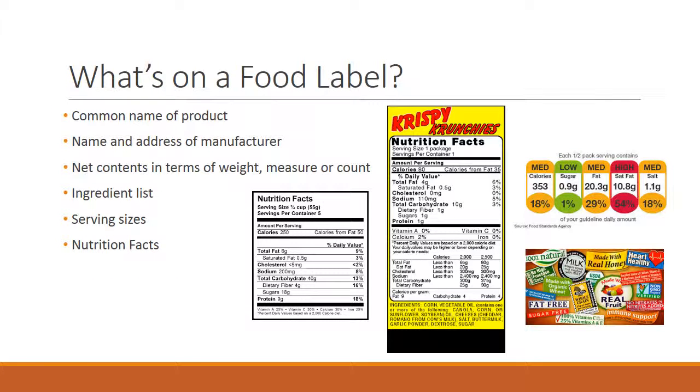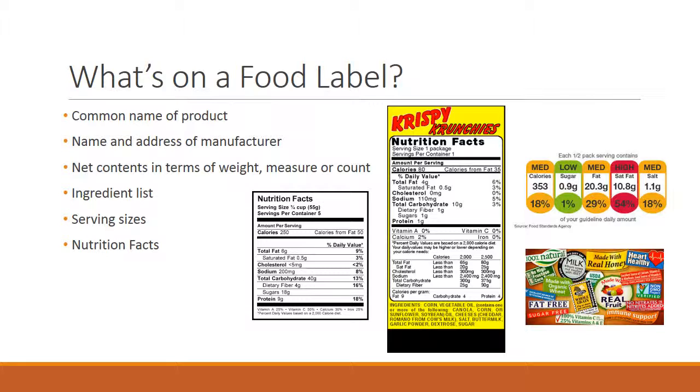What exactly is on a food label, and how do we make sense of it? According to the Nutrition Labeling and Education Act, all food labels must contain the following information: the common name of the product, the name and address of the product's manufacturer, and the net contents in terms of weight, measure, or count. They must have an ingredients list, which lists the ingredients in descending order of predominance and weight. Each package must also identify the serving size, because the nutritional information given on the label is based on one serving of food. Finally, they must contain nutrition facts.